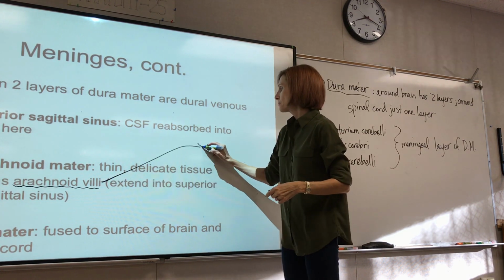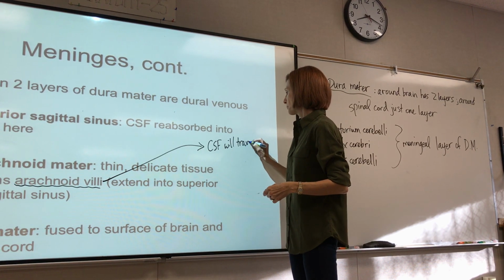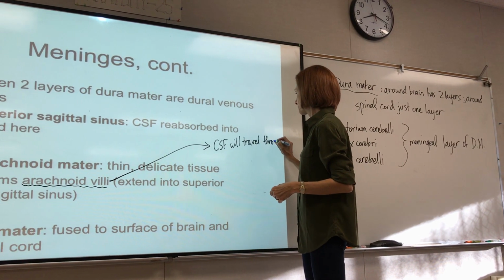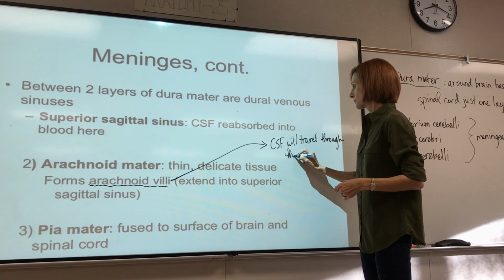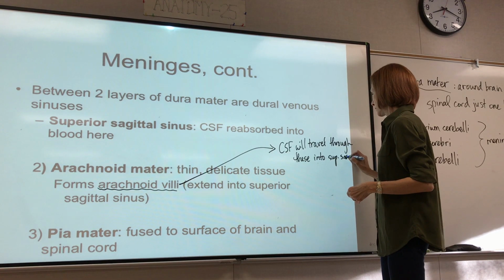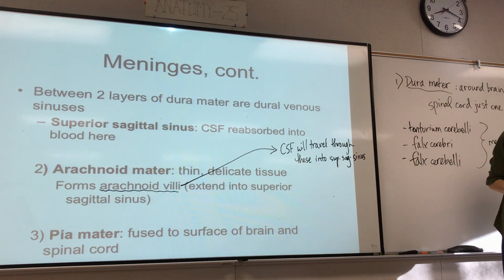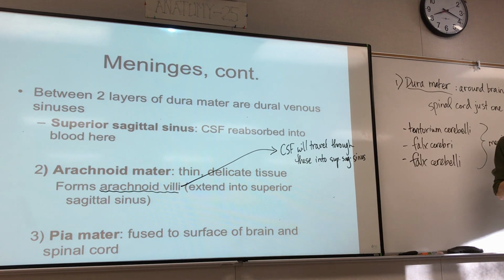Okay, so let's just make a note of that. CSF will travel through them into the superior sagittal sinus. Okay? So the direction is up and out rather than down and in? Yes. This will eventually all make sense. We'll take a look at a diagram that kind of shows the whole pathway.